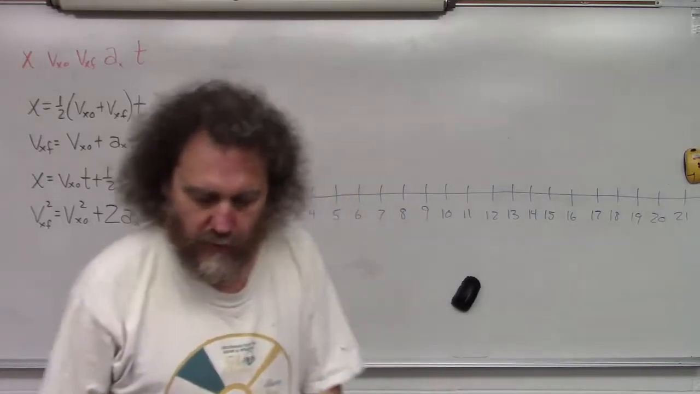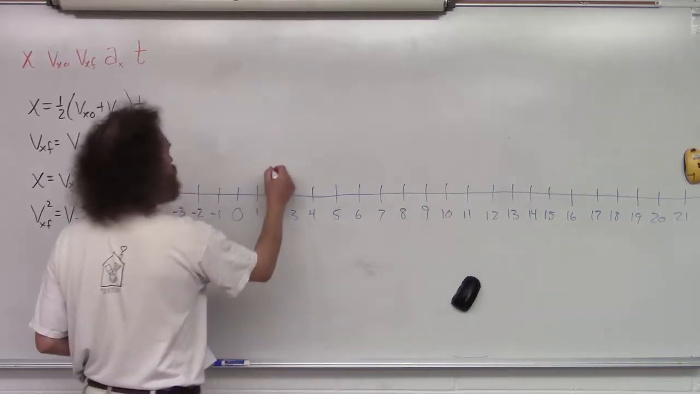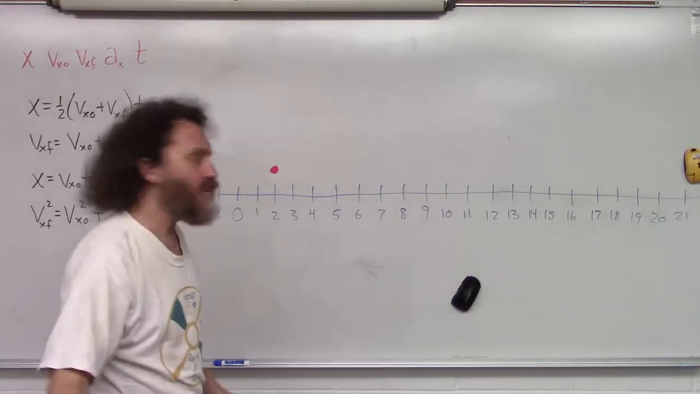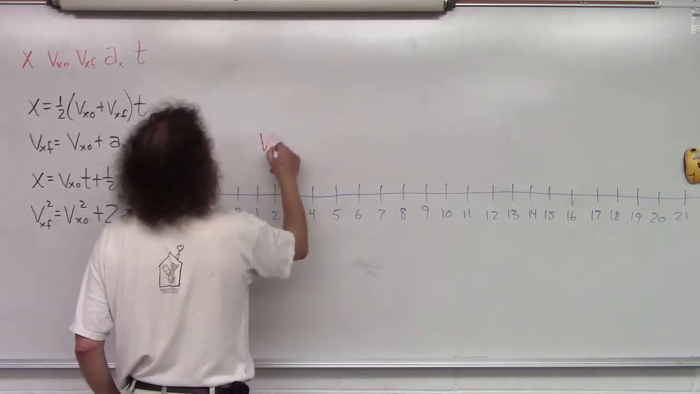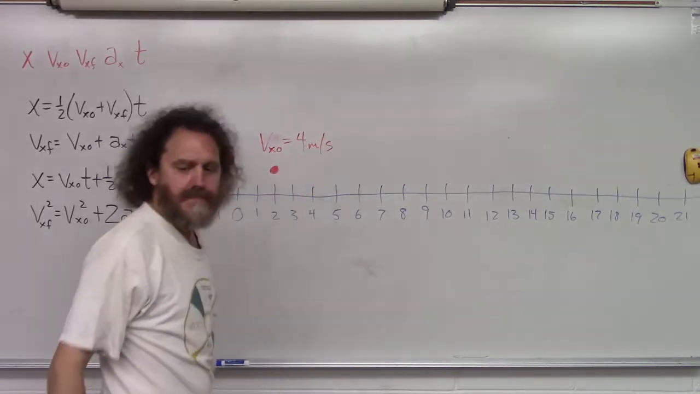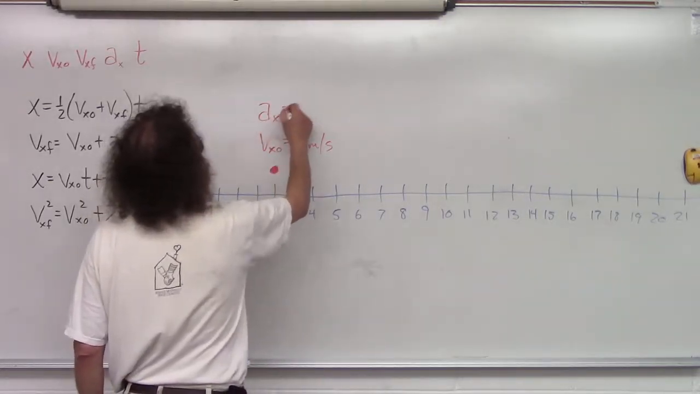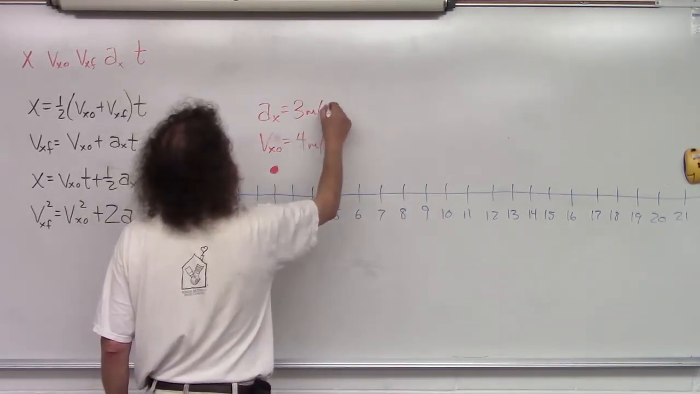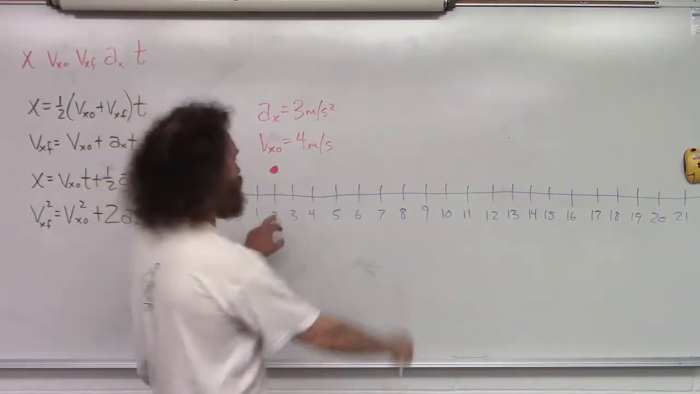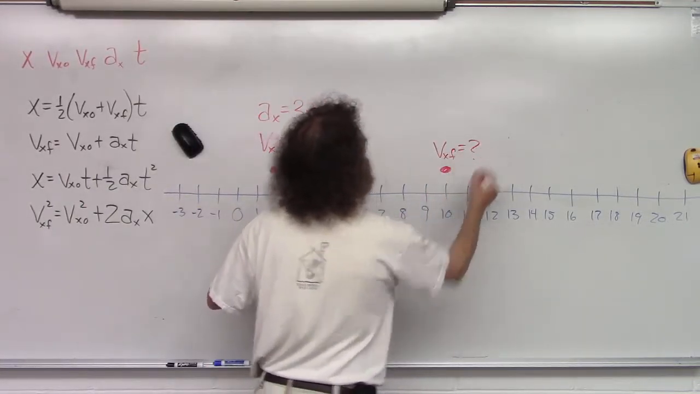Let's say I have a particle that's initially moving, and it passes the 2 meter point. It's initially moving at 4 meters per second. Write it that way. And let's say the acceleration is 3 meters per second squared. And I want to know how fast is it going to be going when it crosses the 10 meter point. So that's what I want to know.